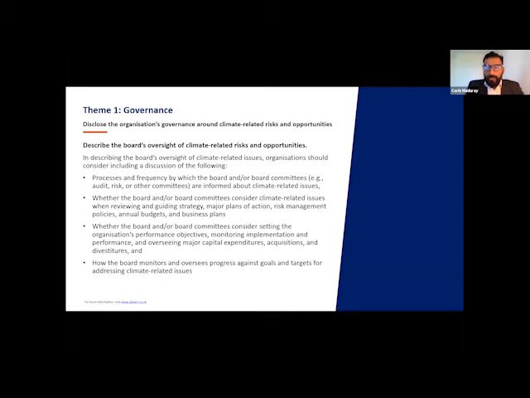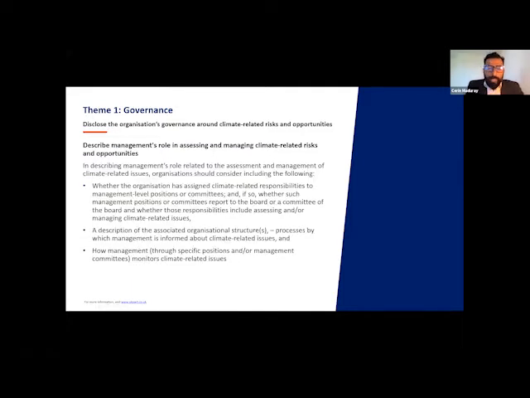So now we'll get into the first theme and the first recommended disclosure under it. The first pillar of TCFD is governance, and the recommendation is to disclose the organization's governance around climate-related risks. As guidance, the TCFD recommends that companies describe the board's oversight of climate-related risks. Some of the things that organizations should highlight are the management processes for managing climate-related risks, how the board reviews climate data, how the board sets performance objectives, and how the board monitors all of this.